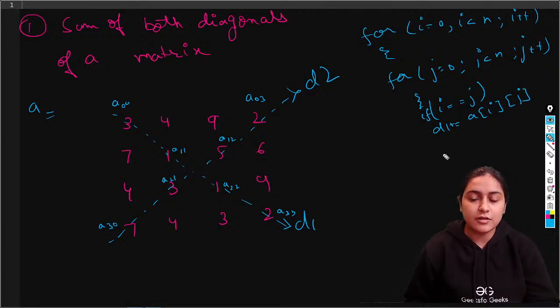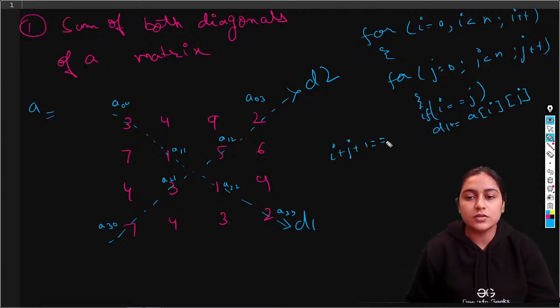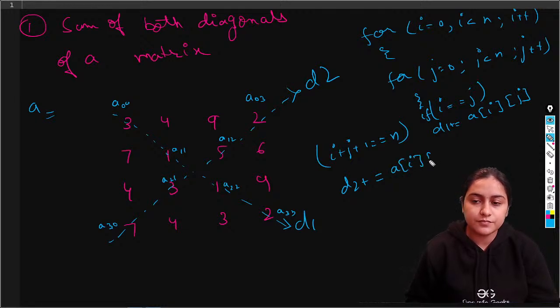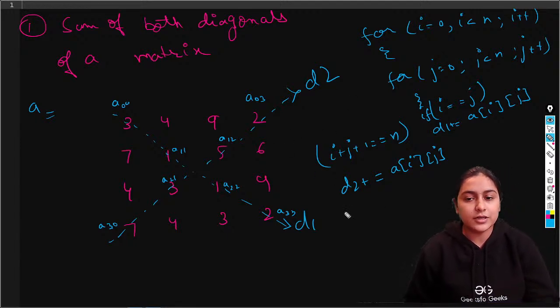And here you will do one more thing for d2. For d2 you extract these elements. Basically you put a condition that if i plus j equals n minus 1, or you can do if i plus j plus 1 equals n. For this condition you do d2 plus equals a of i j. Usually people do d1 and d2 this way, and we can obviously do this.